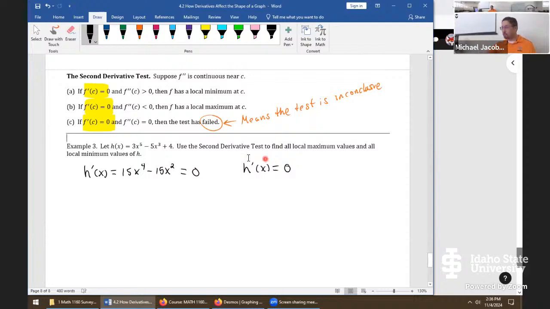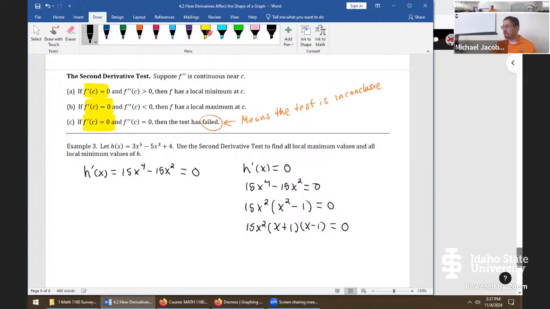So here's h prime of x equals 0. In place of h prime of x, you have 15x to the power 4 minus 15x squared set to 0. At this step, we factored out 15x squared, and that's just a division process. We'll leave x squared here. Dividing it out from this location will leave a minus 1. Right where the red dot is, we can factor that one even further and say that this is 15x squared, times x plus 1, times x minus 1, now set equal to 0.